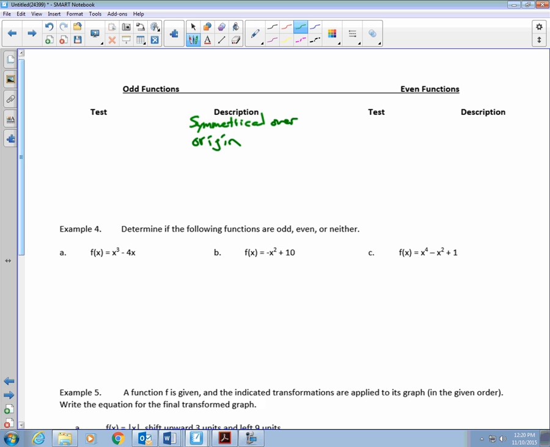So are these relevant to you in the future? Yes. Odd functions are symmetrical over the origin. Here's an example of an odd function: y is equal to x to the third. And that graph looks like this. And you can tell that if you were to rotate it 180 degrees, clockwise or counterclockwise, you would get the same graph, correct? And that's what it means to be symmetrical about the origin.